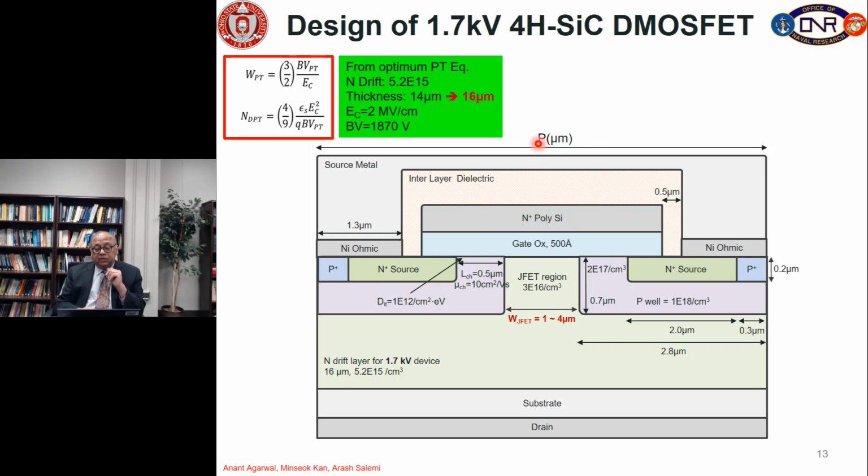It really is not important, but we have chosen some dimensions here for different parts of the MOSFET, which you can see. We can also look at the doping numbers. P well doping at the bottom is 10 to the 18. At the surface is about 2E17. We have taken the JFET region doping to be 3E16, and you can see channel length of 0.5 micron. Inversion layer mobility in the channel is 10 centimeters square per volt second.